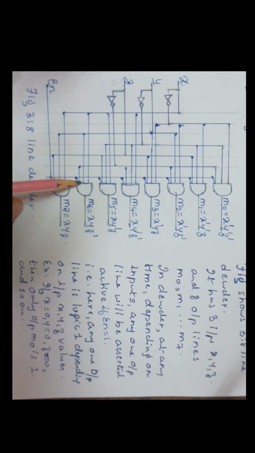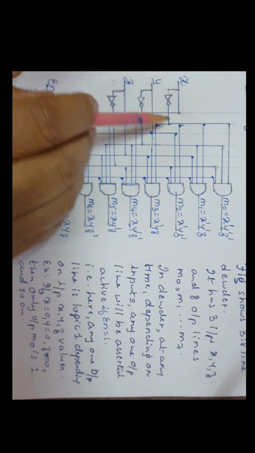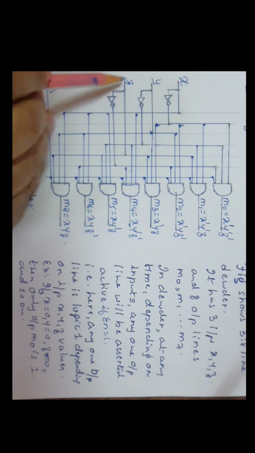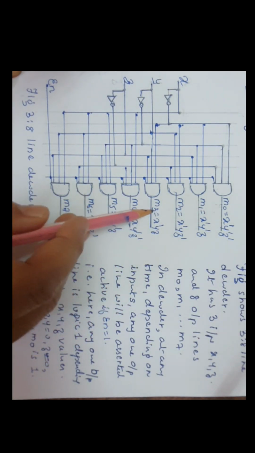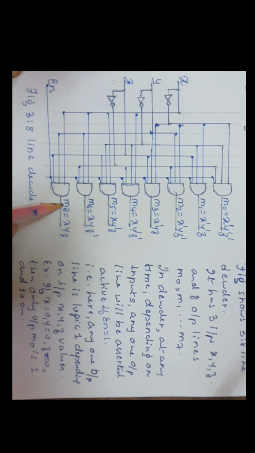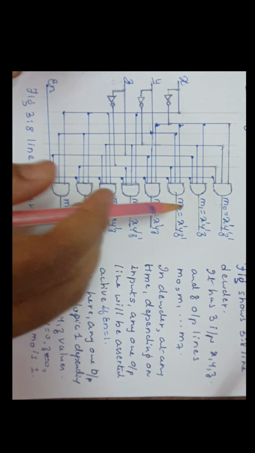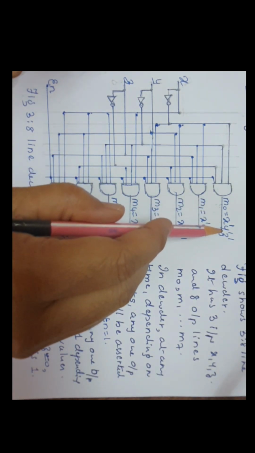This figure shows the 3:8 line decoder. 3:8 line means here 3 inputs and 8 outputs are shown. M0, M1, M2, M3, M4, M5, M6, M7 are the output lines. They will be generating 8 minterms.